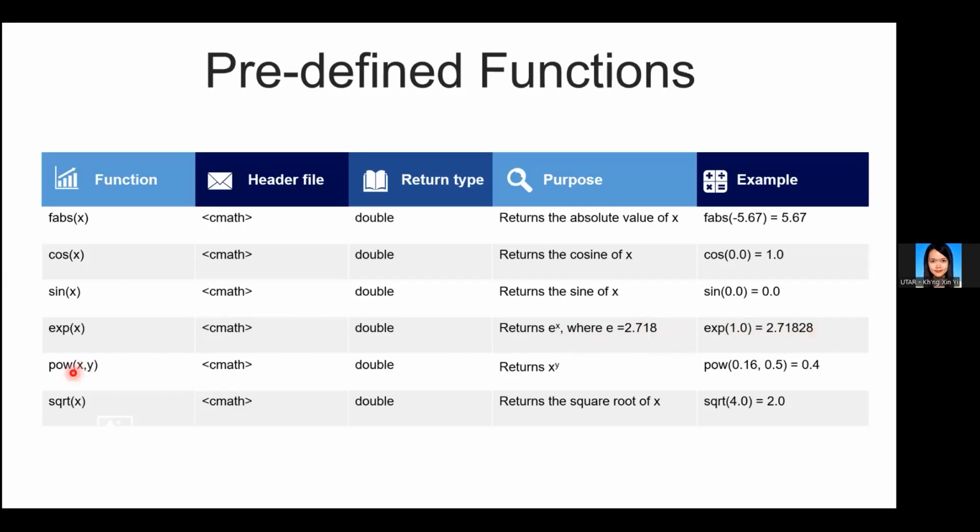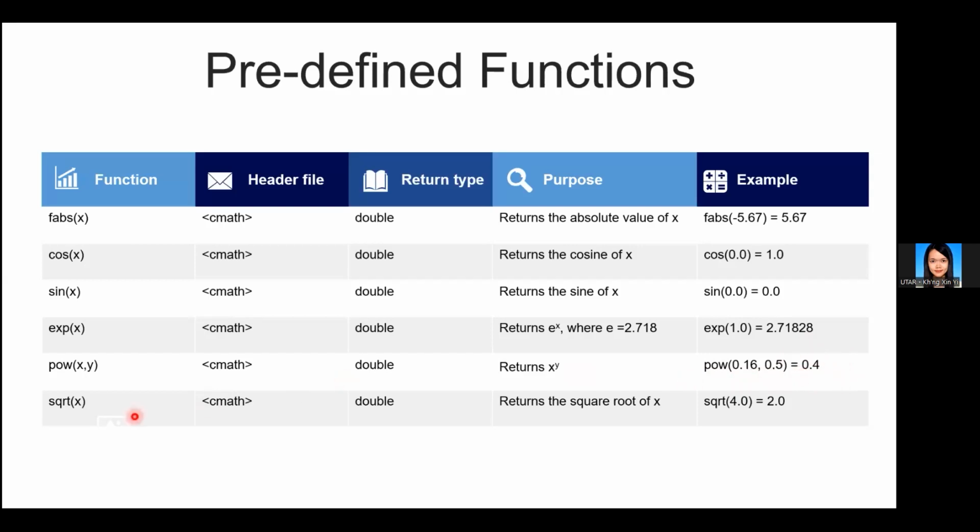And then we move on to the power function. The power function means x power y, right? So it will return x power y here. Of course, you have to include these two arguments so that it can return x to the power of y. For example, if my x equals 0.16 and my y equals 0.5, then we have 0.16 power 0.5. Actually, this is something like the square root of 0.16, right? So it will result in the answer of 0.4.